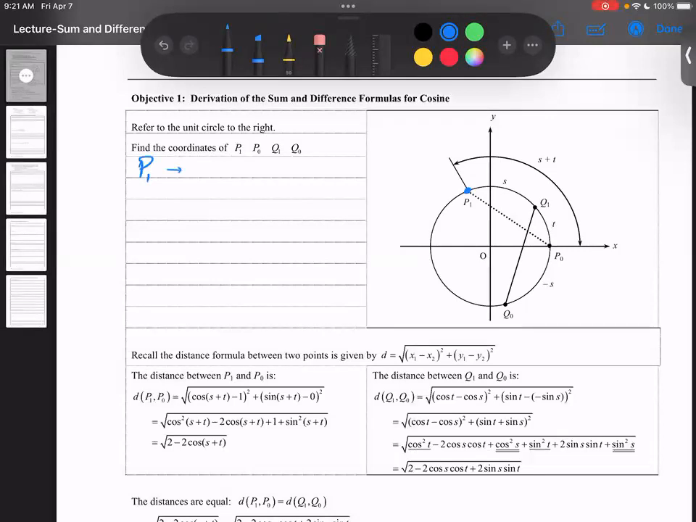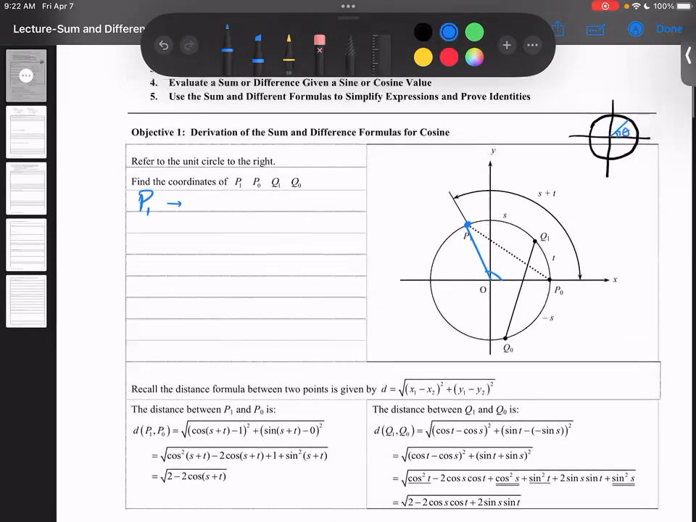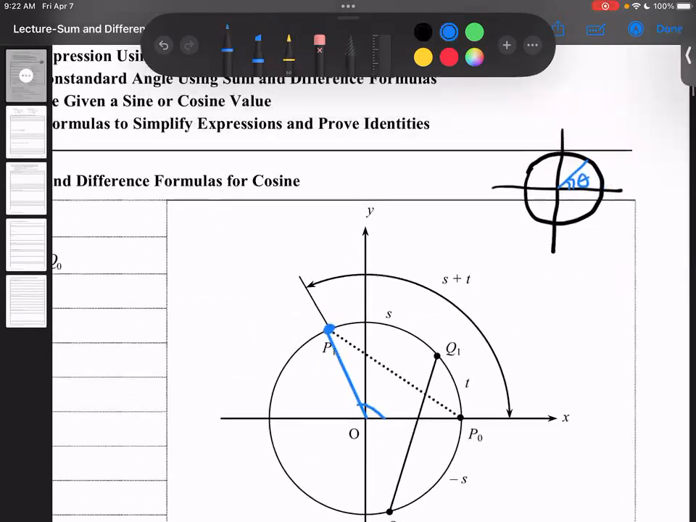So P1, the angle of P1, if you look at the circle, the angle is S plus T, right? The arc length angle is S plus T. So if you recall the unit circle like that, right? If I ask you, if this is the angle theta, and I ask you to find the cosine of theta or sine of theta, what do you do? You plug in the angle for the function, right?